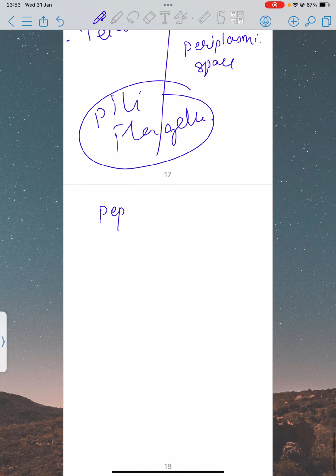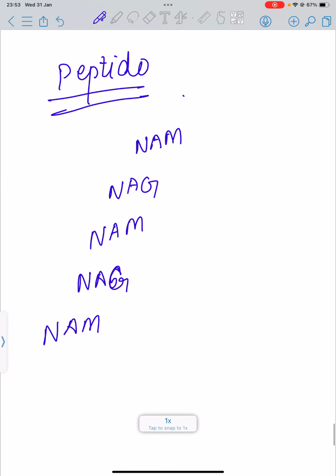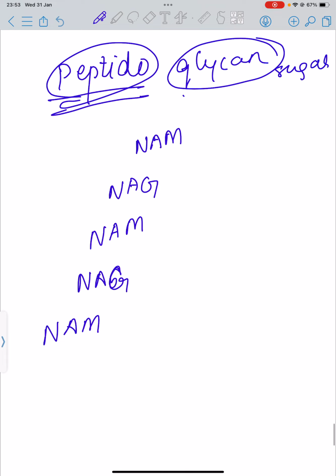Now talking about the peptidoglycan layer a bit more in detail. Peptidoglycan layer is basically made up of NAM-NAG arrangement. These are nothing but sugars; peptidoglycan itself says it is made up of sugar. So the arrangement is like NAM-NAG, NAM-NAG, NAM-NAG, N-acetylmuramic acid, N-acetylglucosamine. So NAM-NAG arrangement is present throughout.